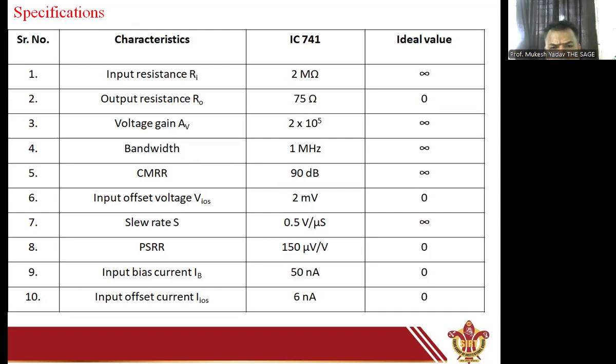PSRR, that is power supply rejection ratio. For the ideal operational amplifier it is 0, and for the practical operational amplifier it is 150 microvolt per volt. Input bias current for the ideal operational amplifier is 0 and for IC741 it is 50 nanoampere. Input offset current for the ideal operational amplifier is 0 and for IC741 it is 6 nanoampere. Nano means 10 to the power minus 9.